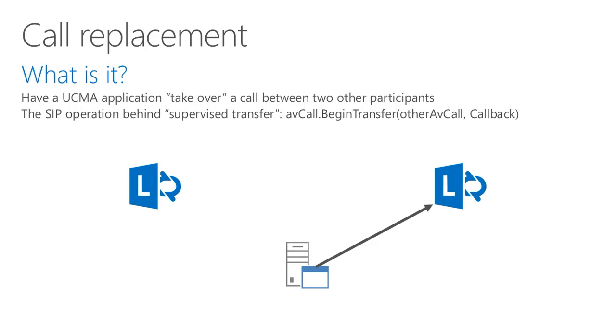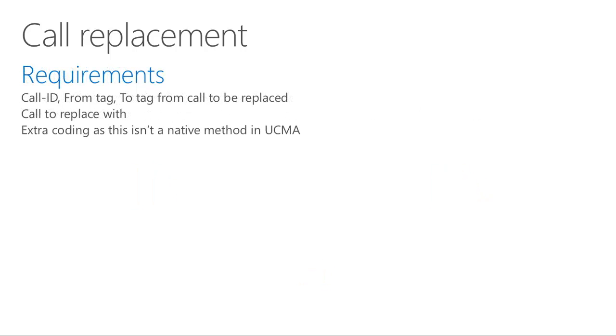In order to do this, you need to know a few pieces of information. You need the call ID of the call that you're replacing. And you also need the from and to tags. These are parameters that are on the to and from headers in the SIP messages that go back and forth in the initial SIP handshake. And then you also need a call that will replace the original call.